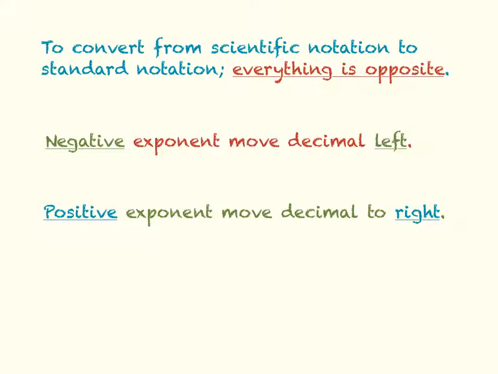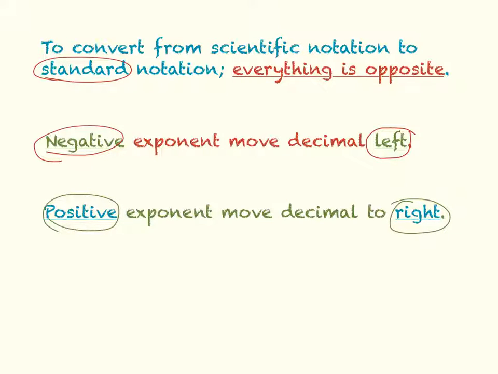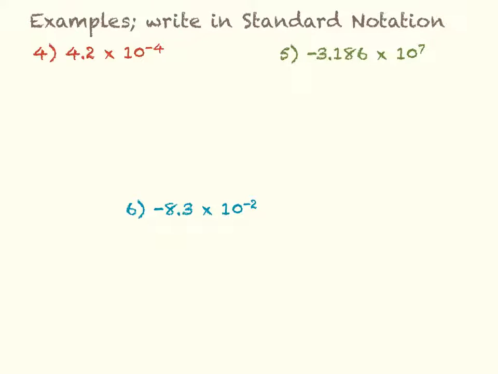Now, if we're given something in scientific notation and want to convert it into what we call standard notation, then everything is just flipped around opposite. So if we have a negative exponent, then we're going to move the decimal to the left. If we have a positive exponent, we're going to move the decimal to the right. It's just everything is opposite. So let's do some examples of this.